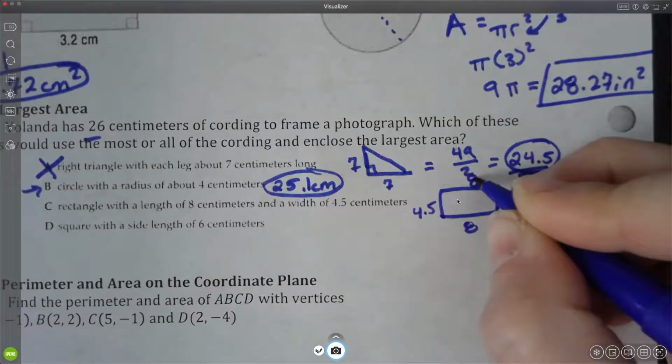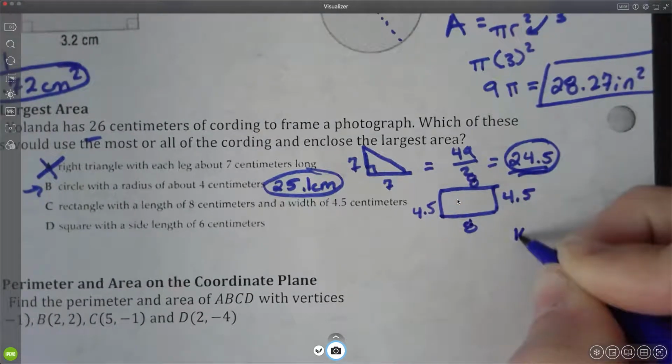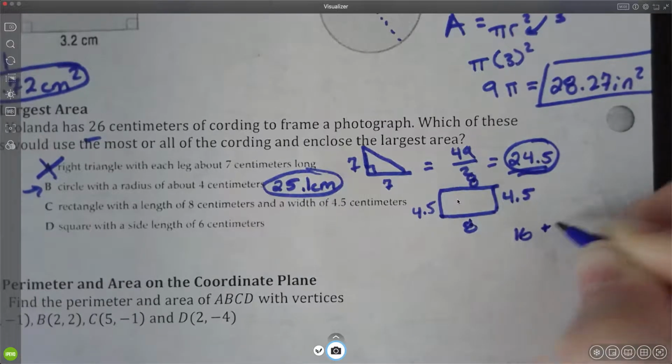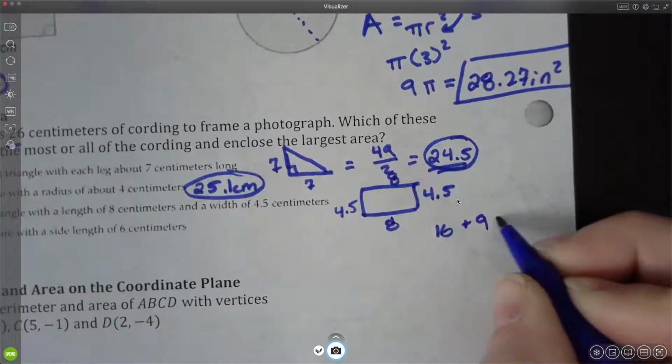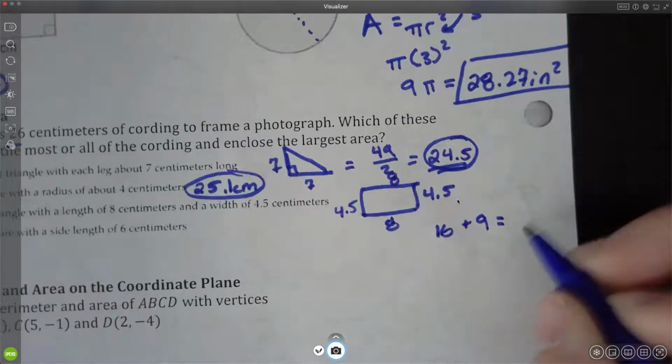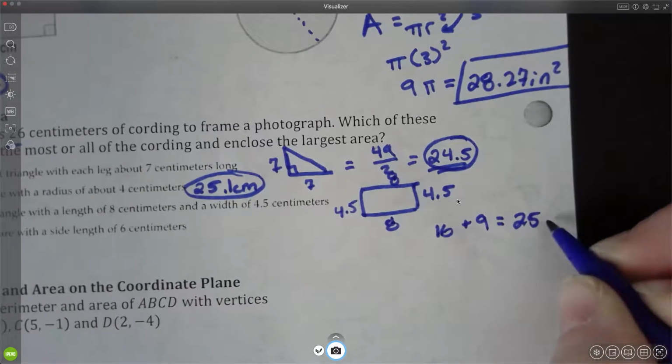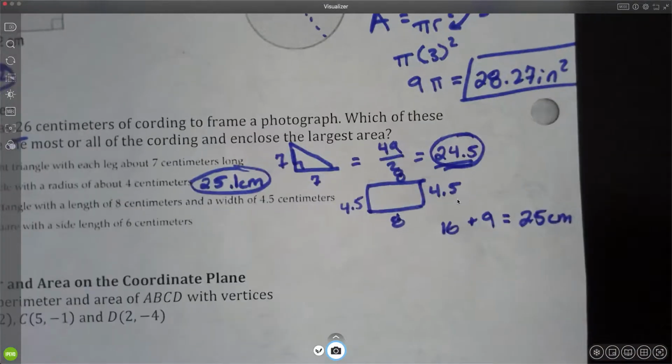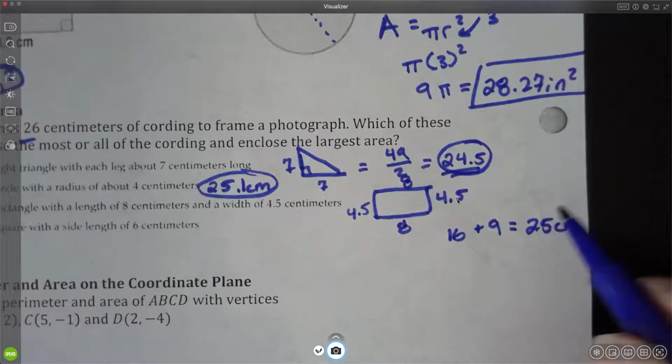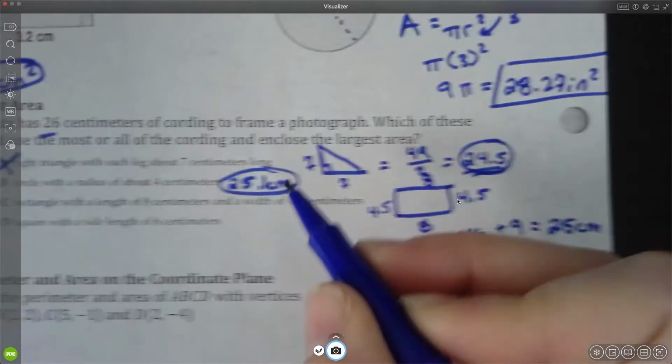So if I add the two 8s together, that gives me a top and a bottom that looks like 16. 4.5 and 4.5 give me 9. 16 plus 9 is 25, okay? 25 exactly, so that's 25 centimeters, all right? So I have 25 centimeters, but 25.1 centimeters is closer. So we're going to cross out C.